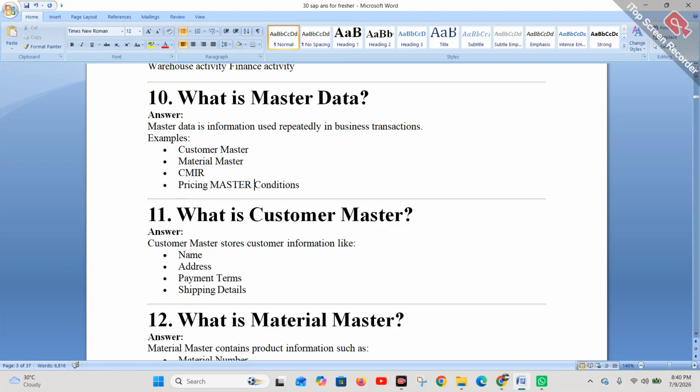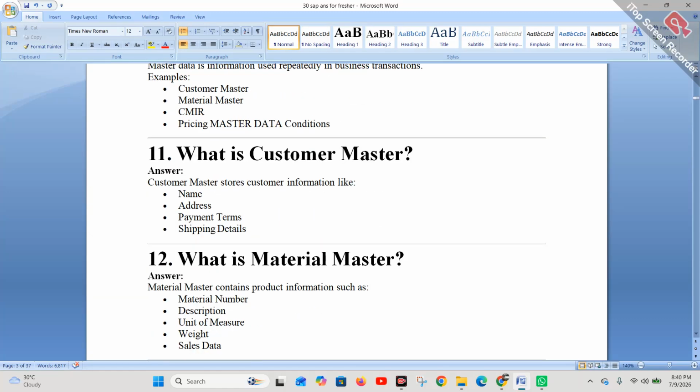Okay, four types of data are in the SAP SD. By generation of the master data, it reduces the duplicate entries and it improves the accuracy. Now, moving towards the next question.